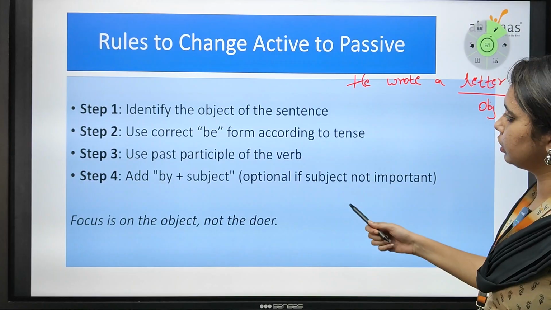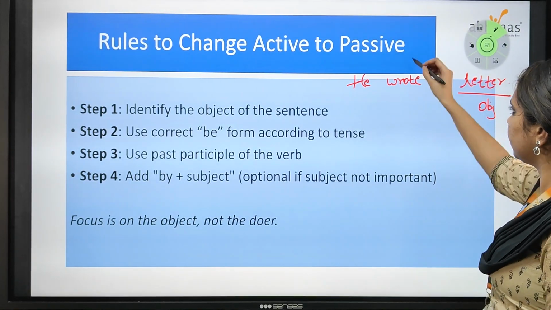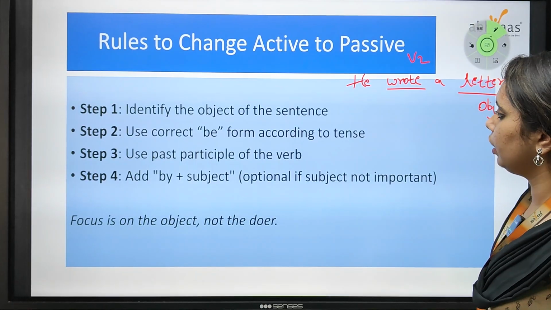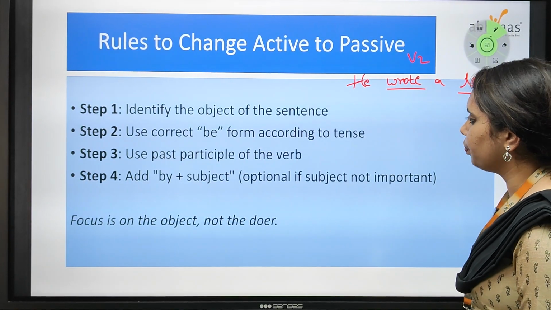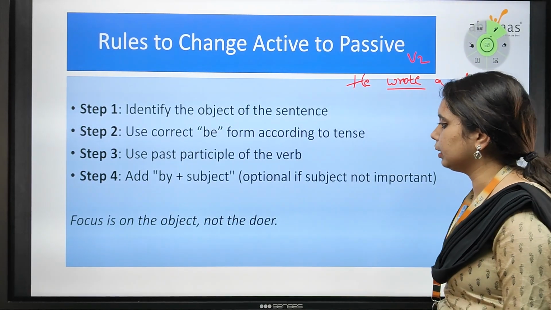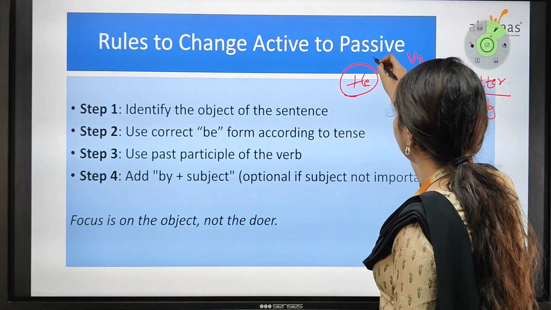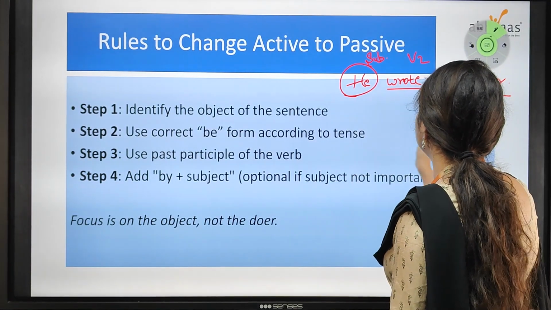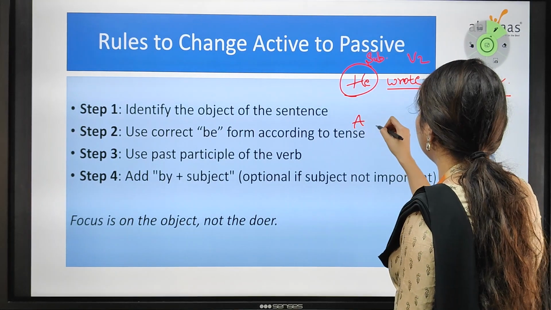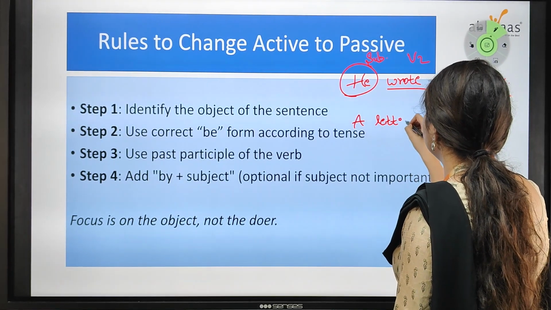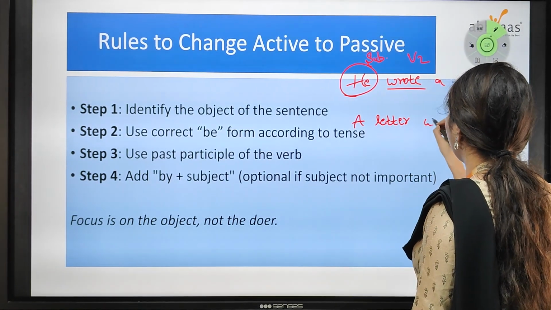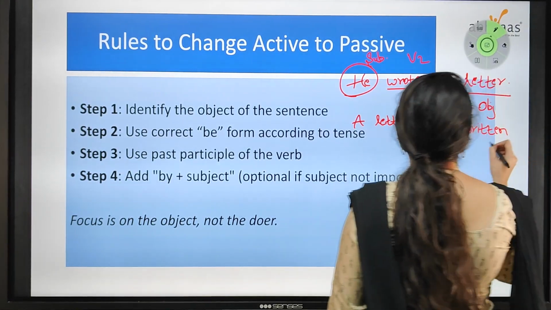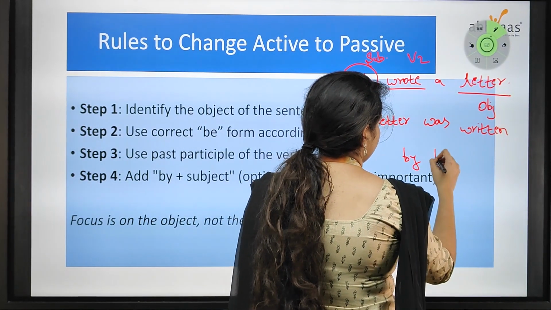Step 2 would be use the correct be form according to the tense. So what is the tense here? It is V2 because wrote is in simple past. Then you can use past participle and add by plus subject. So here we have he as the subject. So what you're going to do, you're going to interchange them. A letter, because this is in V2, you're going to write was written. A letter was written by him.